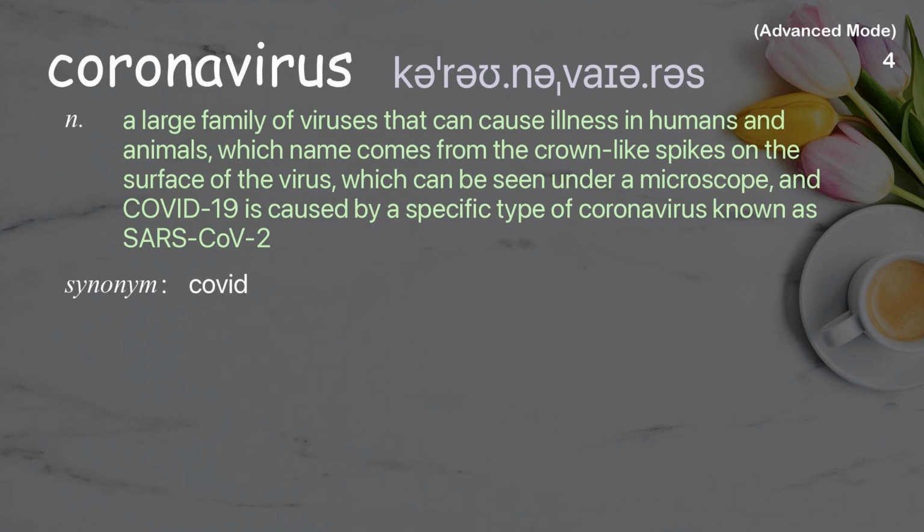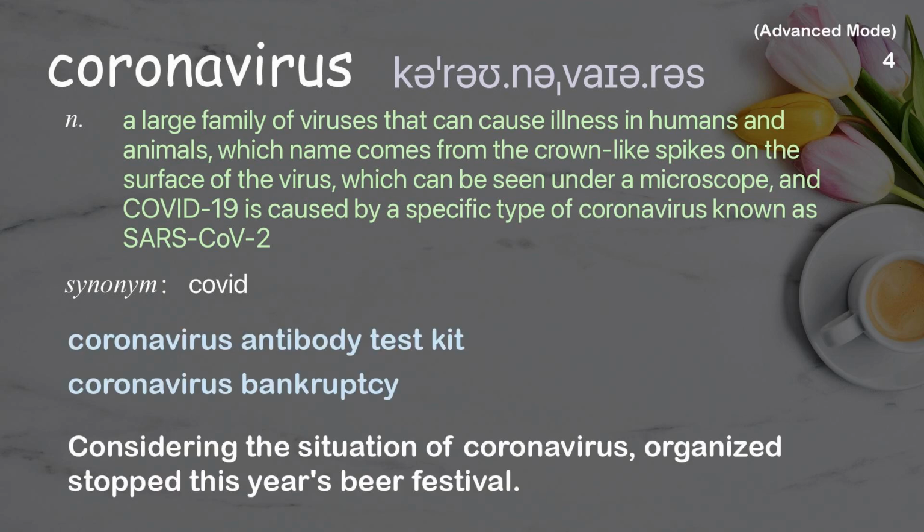Coronavirus. A large family of viruses that can cause illness in humans and animals, whose name comes from the crown-like spikes on the surface of the virus, which can be seen under a microscope, and COVID-19 is caused by a specific type of coronavirus known as SARS-CoV-2. Examples. Coronavirus antibody test kit. Coronavirus bankruptcy. Considering the situation of coronavirus, organizers stopped this year's beer festival.